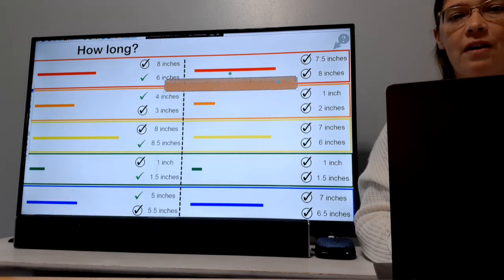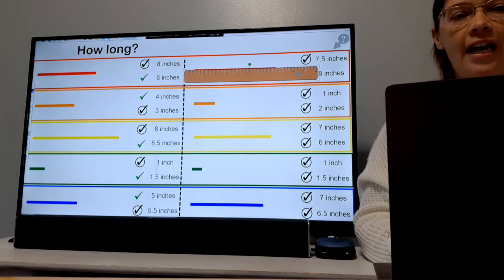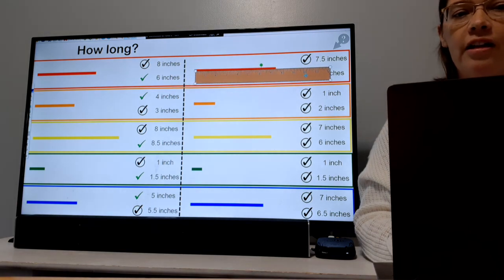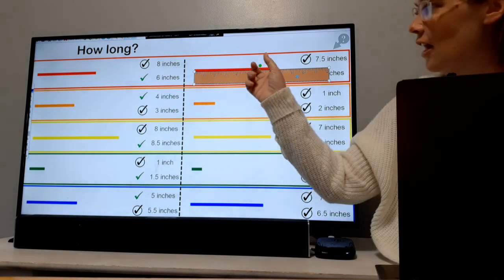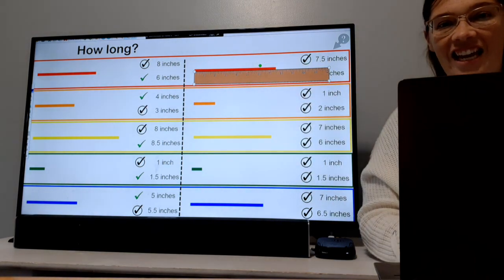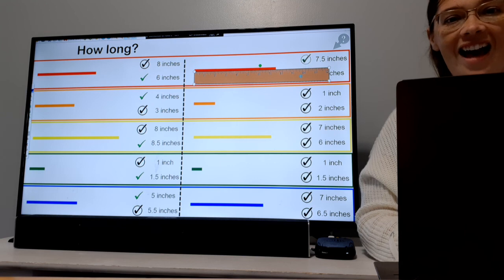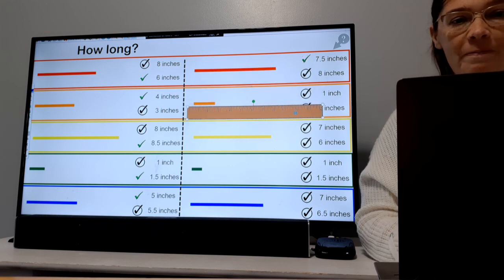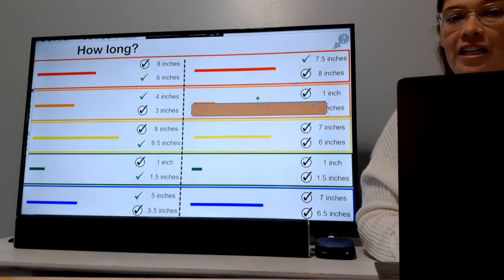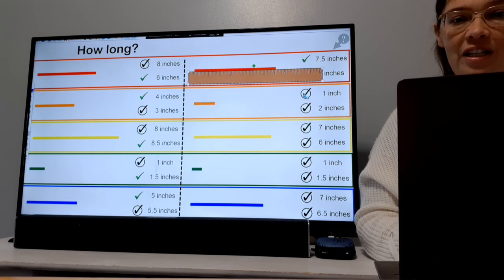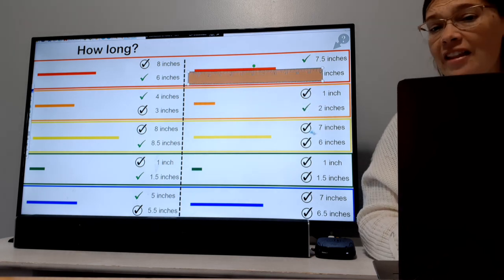Okay, let's go up here to this red one. 7.5 or 8 inches. What do you think? It looks like, I moved it over too far. I gotta line it up. Looks like 7.5. Yes, let's click it. We got it. Okay, last one. 1 inch or 2 inches? I think it looks like 2. 2 inches.